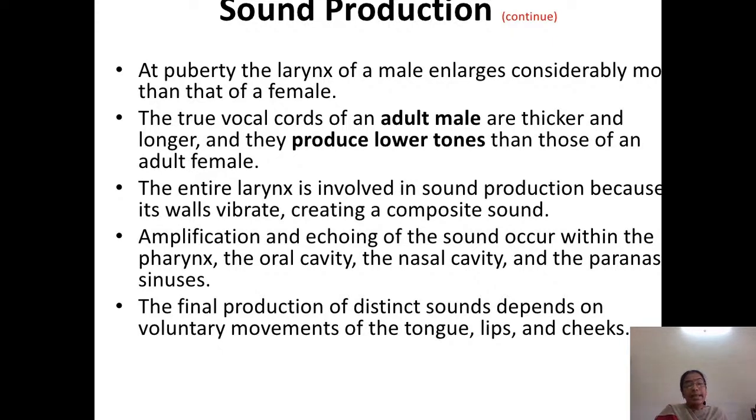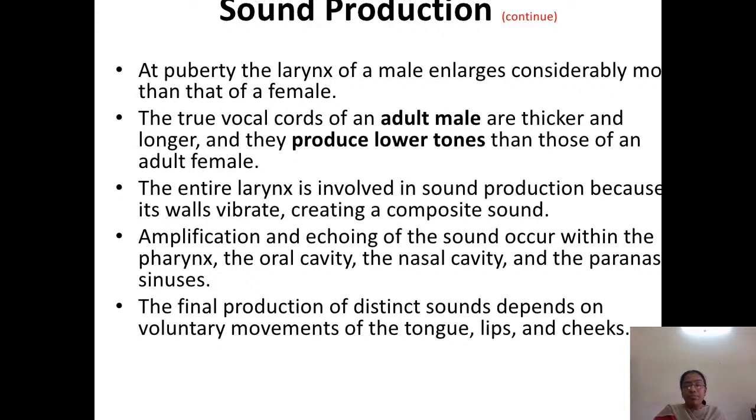One, the entire larynx is involved in sound production. What we have said: the larynx is made up of cartilages, muscles, membranes, and ligaments. All these structures together constitute the larynx, and these are helpful for sound production. So the entire larynx is involved in sound production.